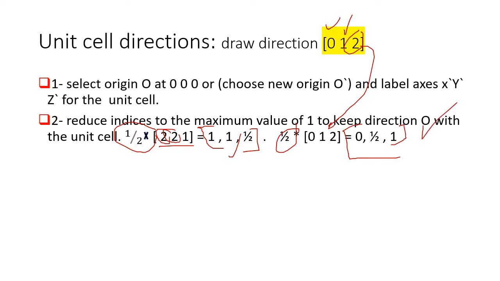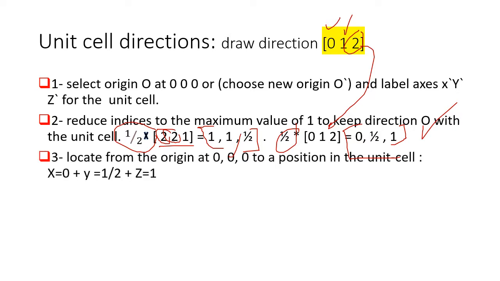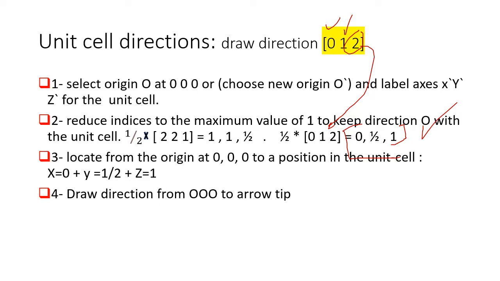So let's see the other rules. We are going to locate from the origin at 0, 0, 0 to a position in the unit cell. For example, as I told you here, our direction to draw is 0, so X is 0, plus Y is 1.5, and plus Z is 1. We are going to draw like this. And another rule, we draw the direction from 0, 0, 0 to our tip. So let's see the example.